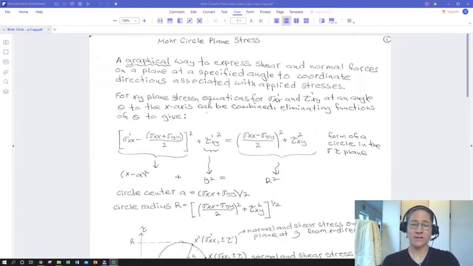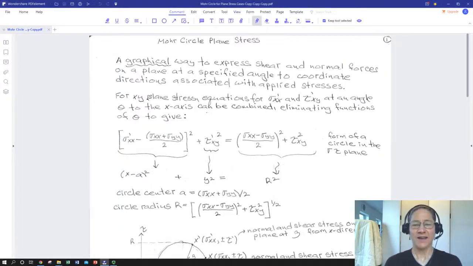So I did allude in that lecture to a graphical method where we would rearrange the stress transformation equations and we'd get an expression that would allow us to graphically represent the shear stress and the normal stress at any angle on a plane at any angle with respect to the x-axis in that body, and so that's what we're going to do now. The graphical representation is known as the Mohr Circle, and that's referring to someone's name.